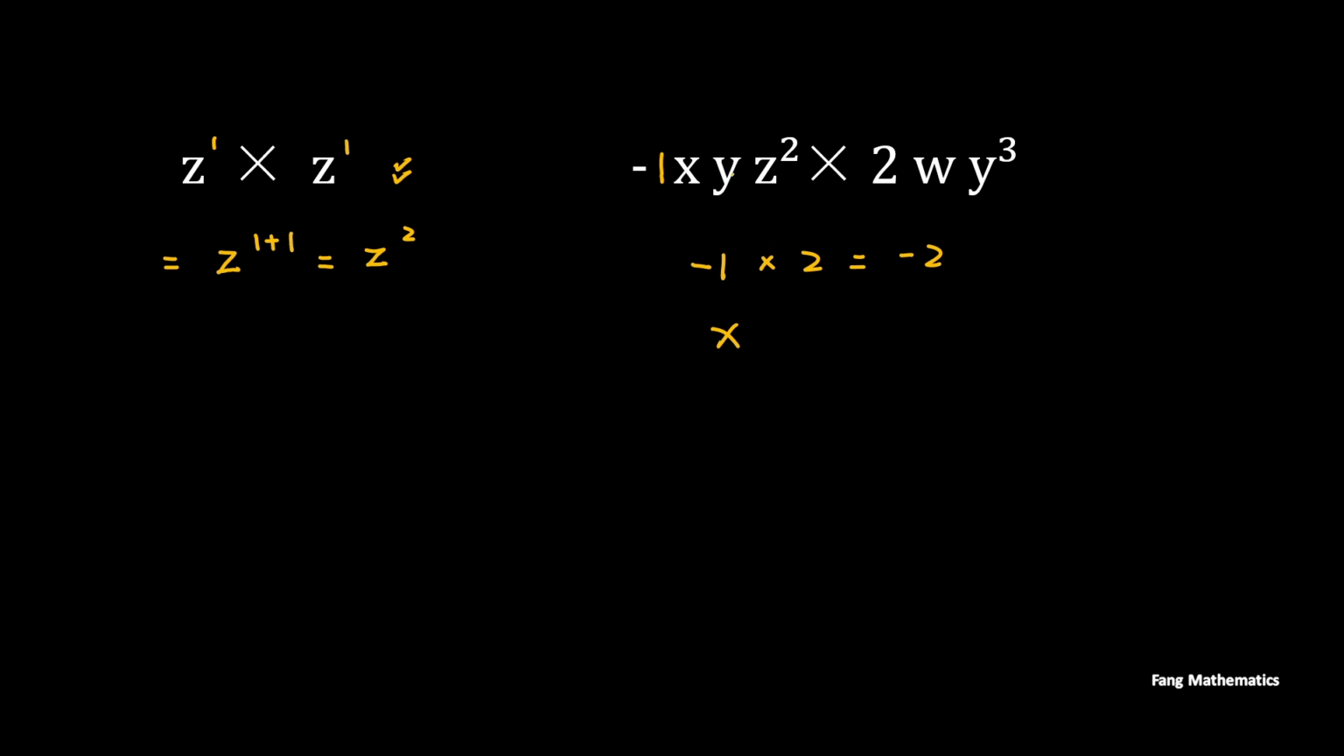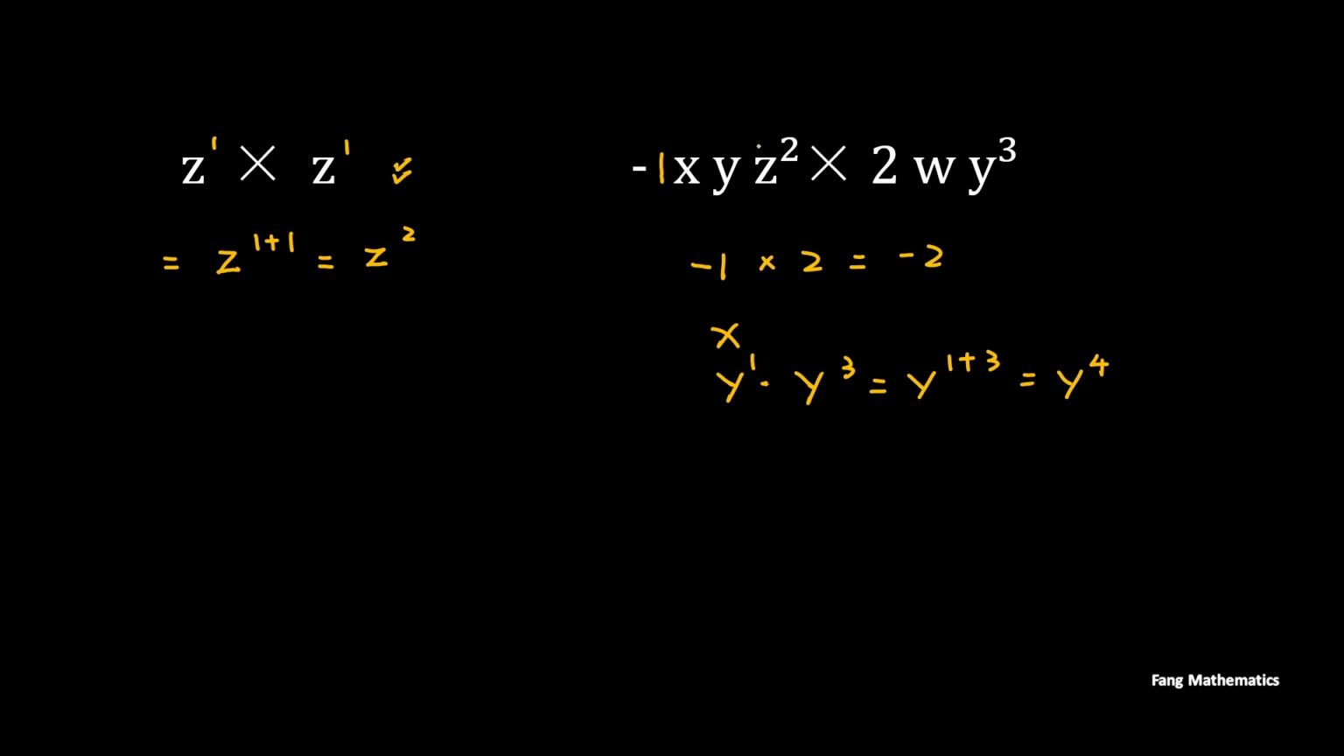Let's look at y. You have y here and y to the power of 3 in the second term, so you multiply them. Let's look at this. y to the power of 1 multiplied by y to the power of 3. Look at the base. They are both y and they are being multiplied together. So, same base, add the powers. 1 plus 3 gives you 4. Your final answer is y to the power of 4.